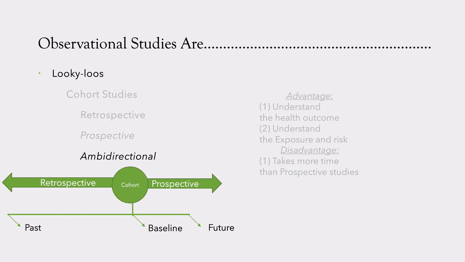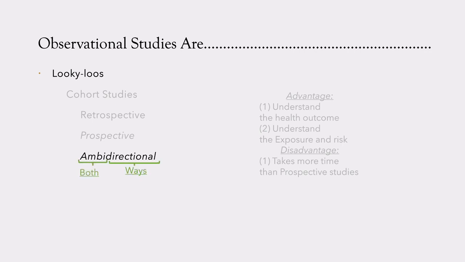So one unique thing is that you start out with a cohort, but not just any cohort. It is a cohort with a specific health outcome. You're going to try to understand their exposure, and you're going to see what develops from their exposure. So this is pretty unique in the sense that they're doing quite a bit. They're doing a lot. So just think about it going from the present to the past, and present to the future, in the same study. Well, that's ambidirectional. Both ways.